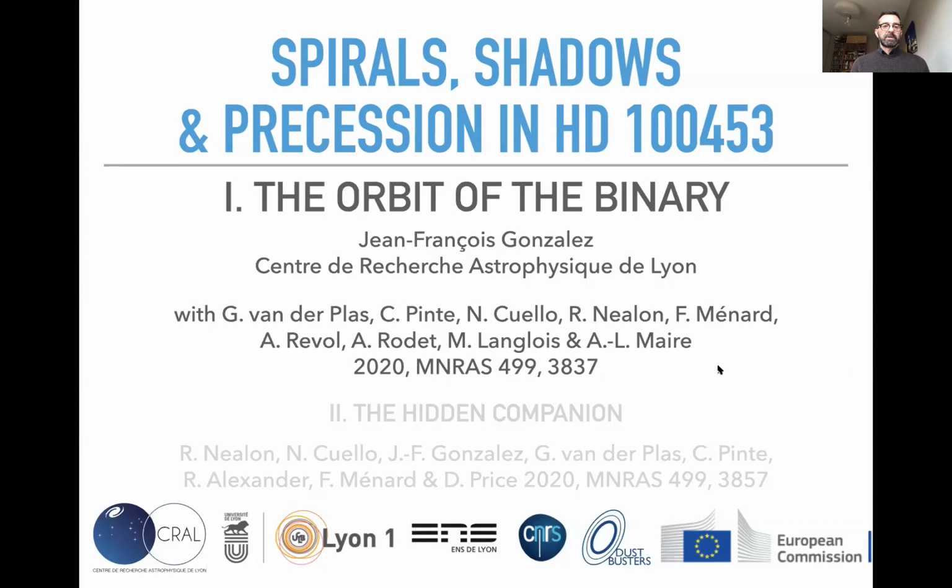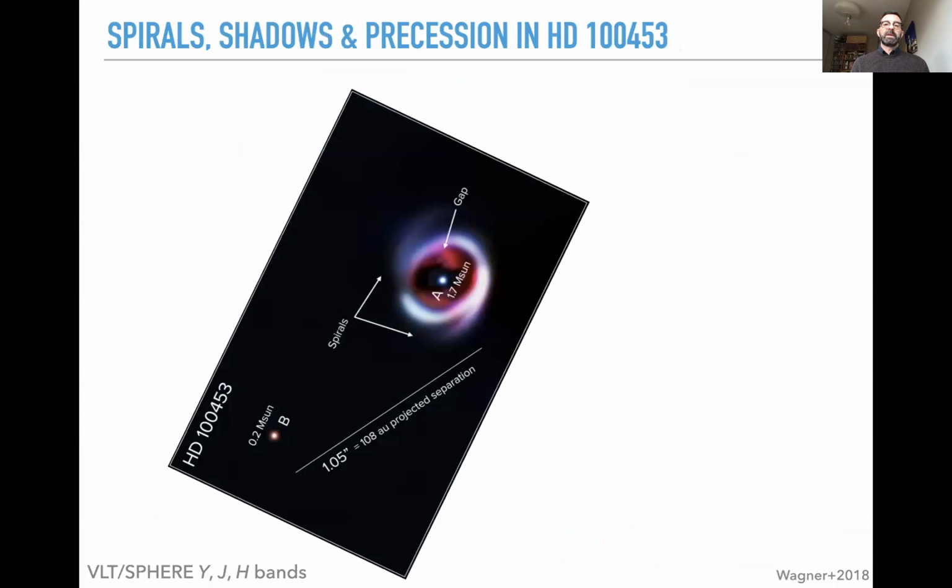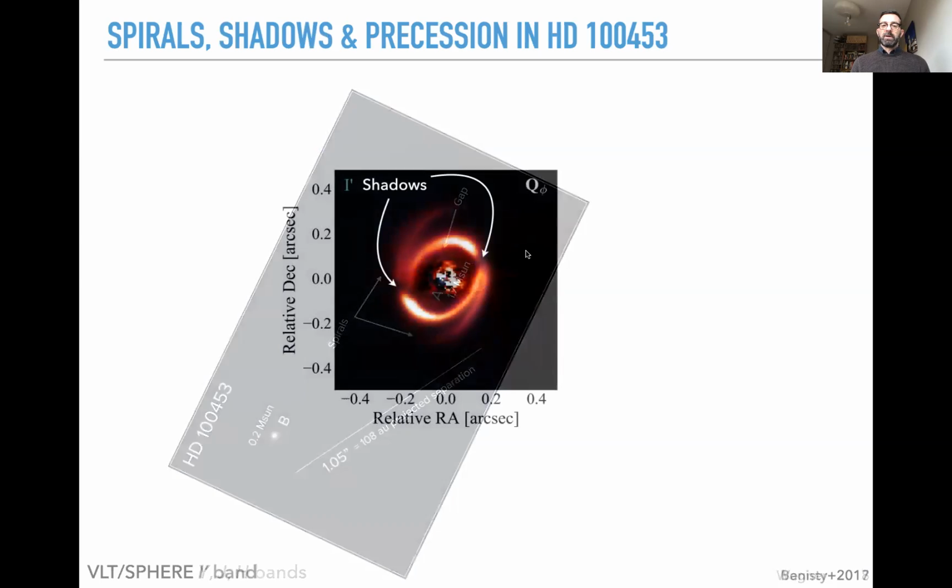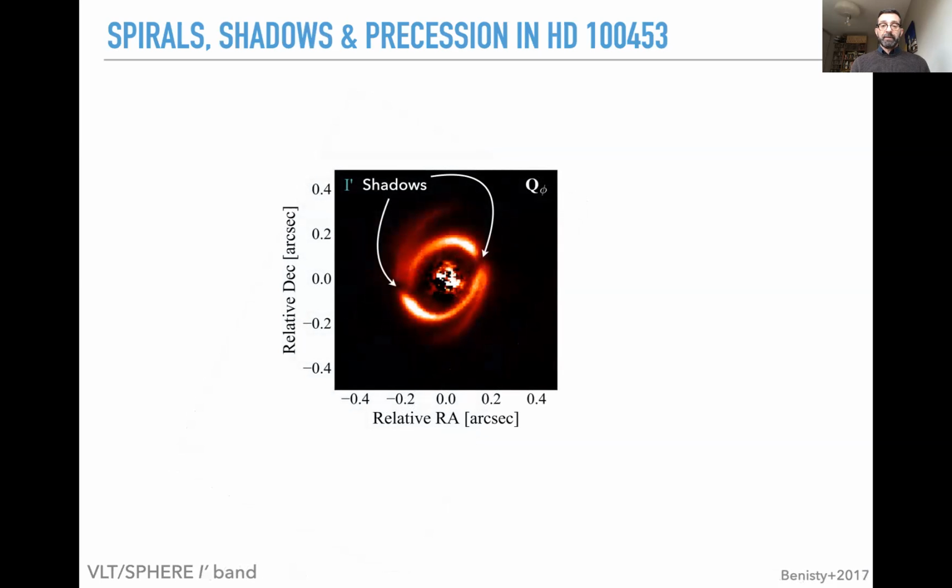We will start with a description of the system. So HD100453 is a binary star system, and the primary star A is surrounded by a circumprimary disk, which you can see imaged here in scattered light with SPHERE. This disk displays an inner gap, as well as two spiral arms here. We can also see two faint shadows in the disk. Those shadows are more clearly seen in a longer wavelength observation, also by SPHERE here. And these shadows are thought to be cast by an unseen inner disk.